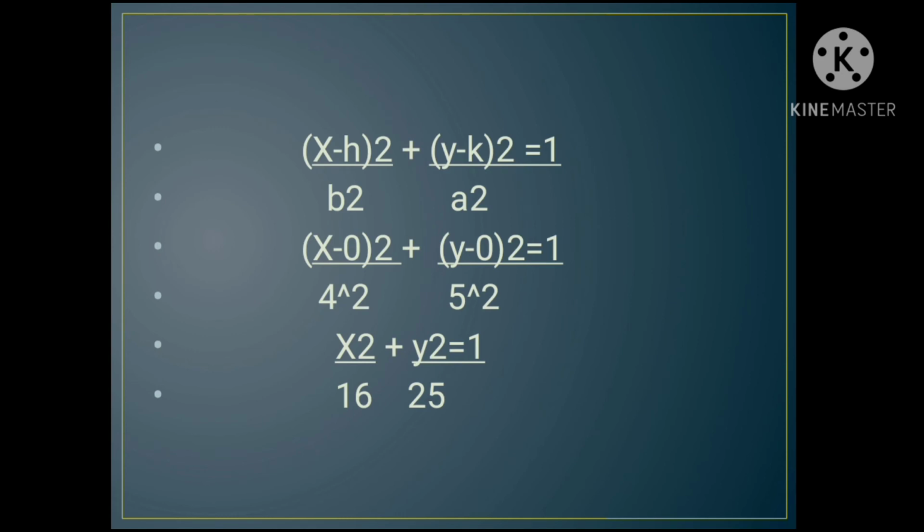Next, let's move on to the formula, which is x minus h squared over b squared plus y minus k squared over a squared is equal to 1. So, you just substitute the given. So, x minus 0 squared over 4 squared plus y minus 0 squared over 5 squared is equal to 1. So, x squared over 16, because 4 squared is equal to 16.